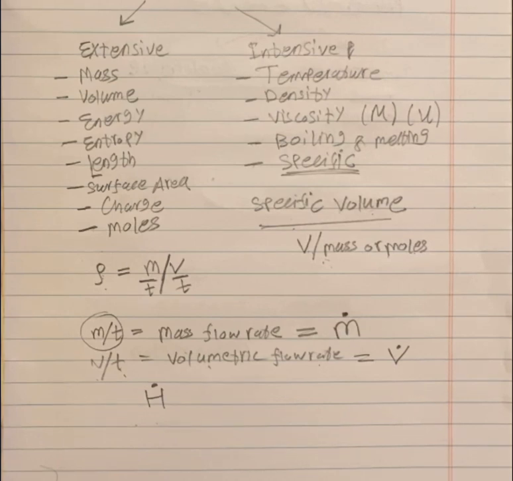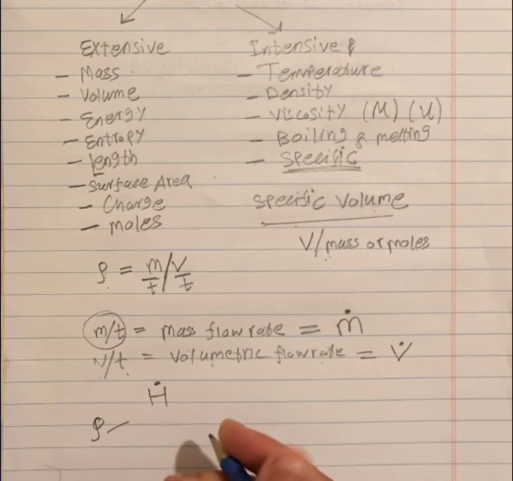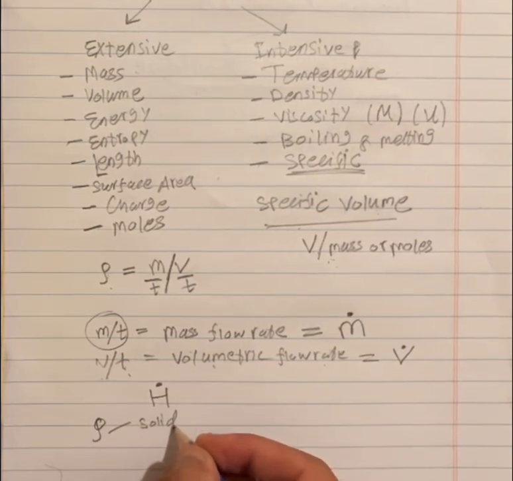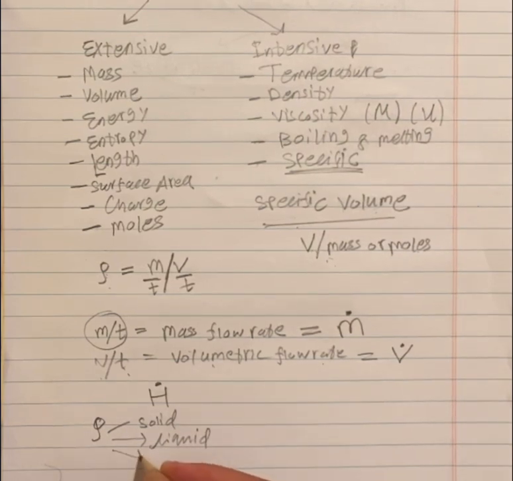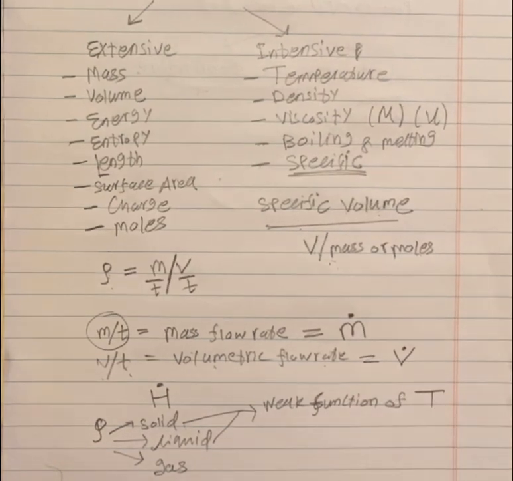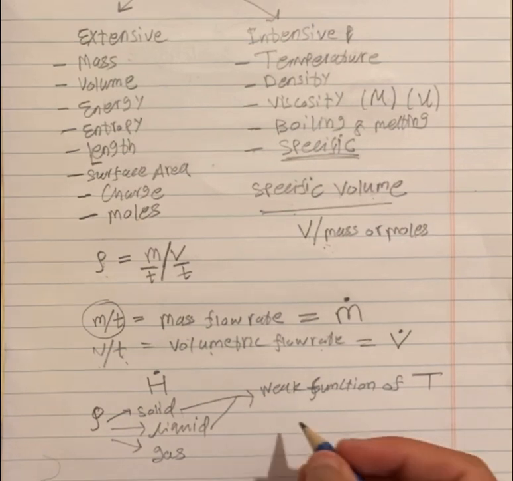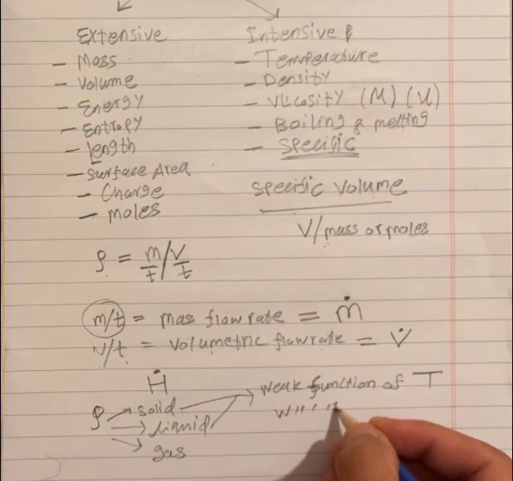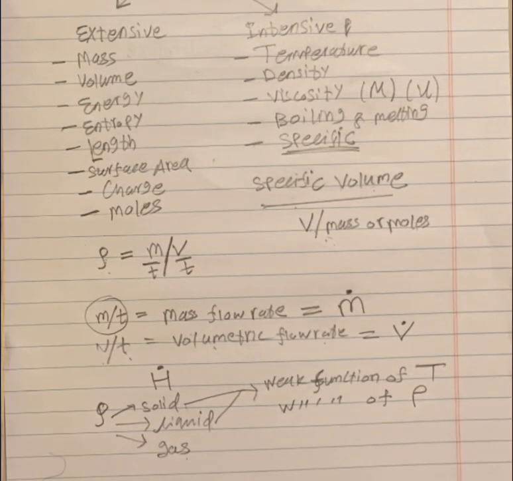When we talk about density, it could be density of solid, density of liquid, the three states, density of gas. Solids and liquids are a weak function of temperature. Density does not depend on the pressure for liquids and for solids only. So also a weak function of pressure. I might specify a little bit about liquid.